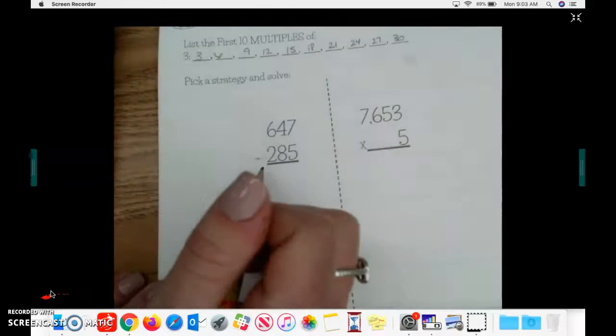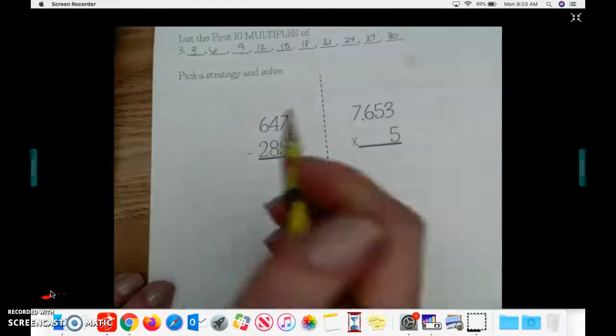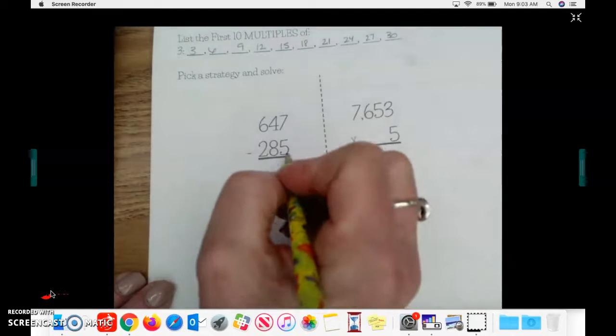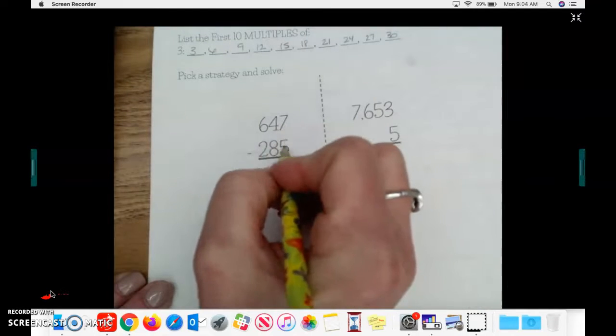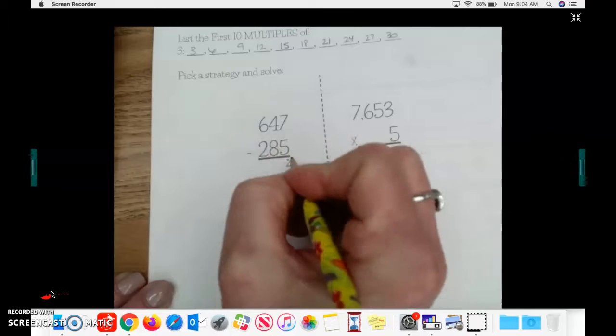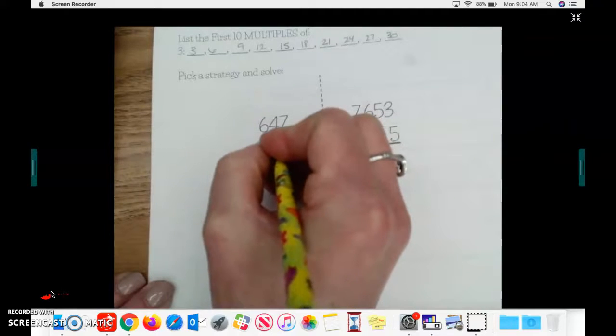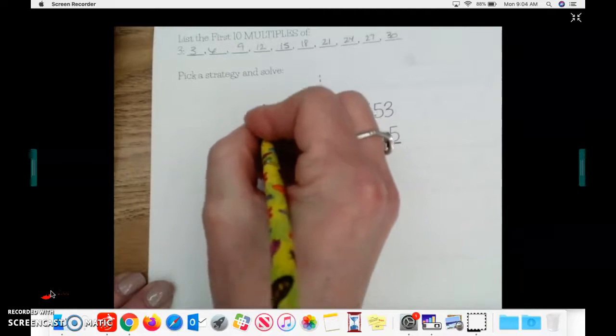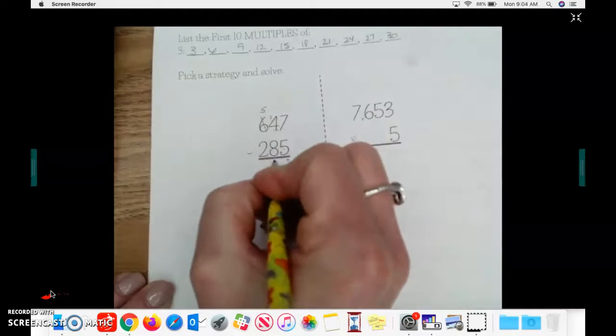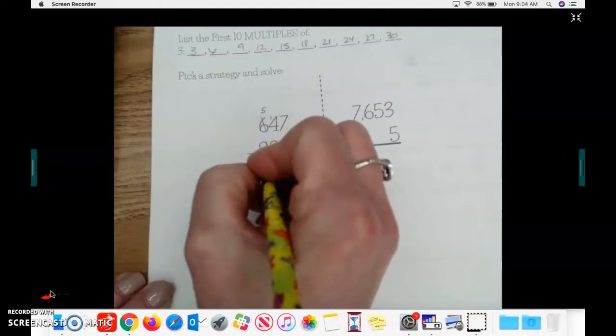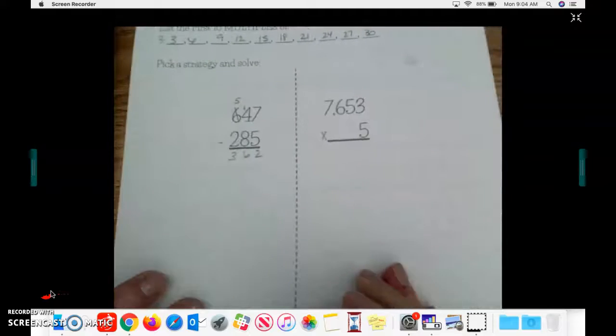Okay, again, we're looking at subtraction for this part of the pick a strategy and solve. There's more on the floor. I need to go next door. With 7 minus 5, I'm good, so I can do 7 minus 5 is 2. 8 is larger than 4, so I'm going to have to regroup. So 14 minus 8 is 6, and then 5 minus 2 is 3.